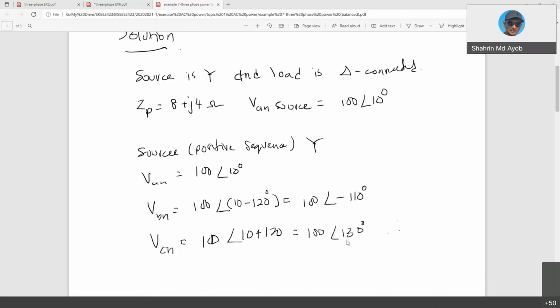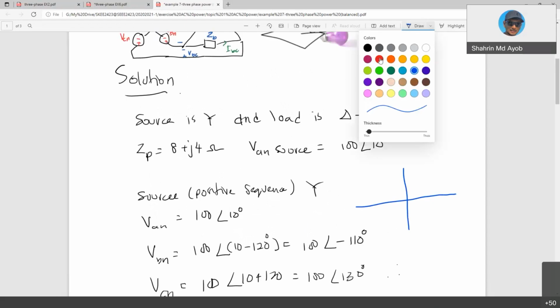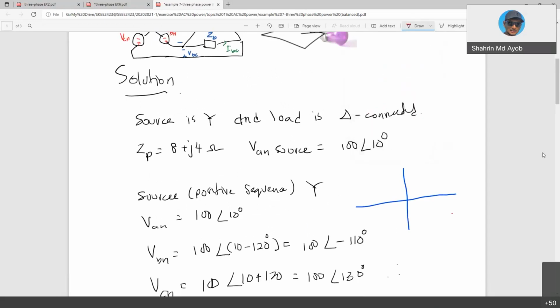It actually doesn't matter, because if I plot the phasor, for example, this one, VAN at 10 degrees, and then my VBN will be negative 110. So this is my VAN, this is my VBN, and my VCN is positive 130 degrees. So this one.